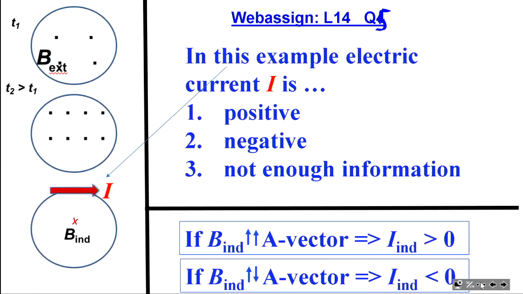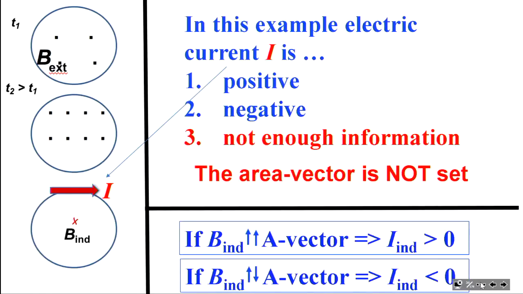What two directions do we have to know in order to make an assignment, to make a conclusion? We need to know the area vector and induced magnetic field. Do you know the area vector? No. So not enough information. You have to make a statement and then follow it. That's how it works.